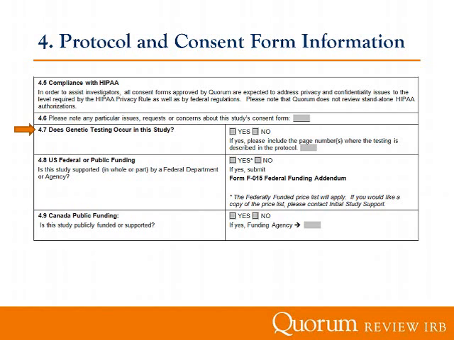4.7 asks about genetic testing. As genetic testing becomes more commonplace in clinical trials, Quorum is striving to apply the most current regulations and laws that relate to these tests. We also ask that you supply the protocol page number where this genetic testing is described. This will help us identify how you classify the genetic testing, be it biomarkers or DNA repository. 4.8 asks about federal or public funding, and 4.9 asks that for Canadian studies. Again, you will need to contact Quorum's initial study startup team if you require a price list.